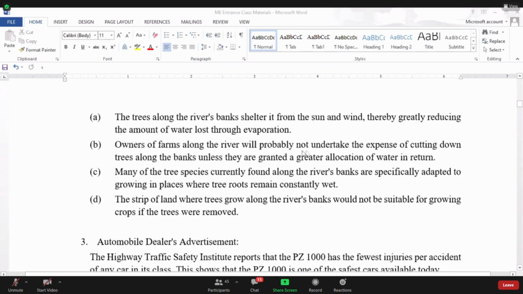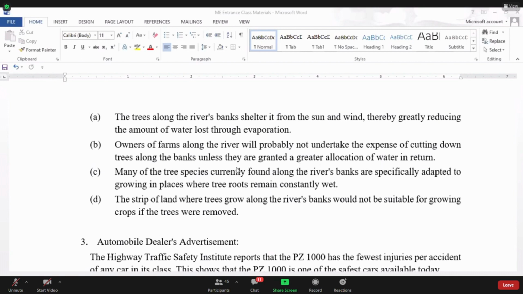Owners of farms along the river will probably not undertake the expense of cutting down trees along the banks unless they are granted a greater allocation of water in return. Get it? It means they will not cut down the trees unless they are granted. It means if they are not given greater allocation of water.